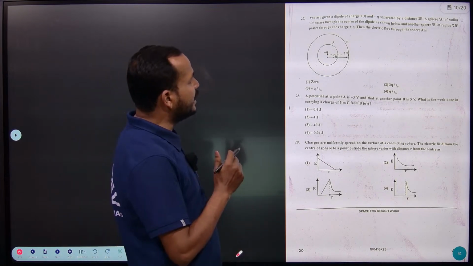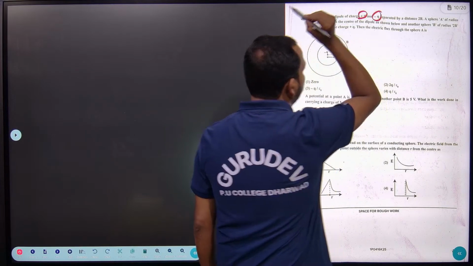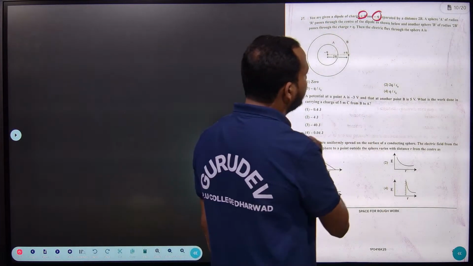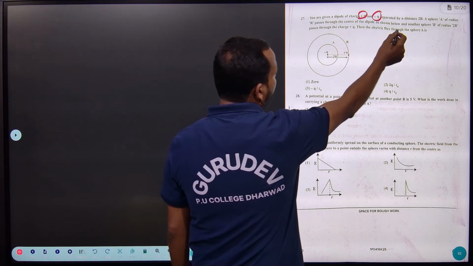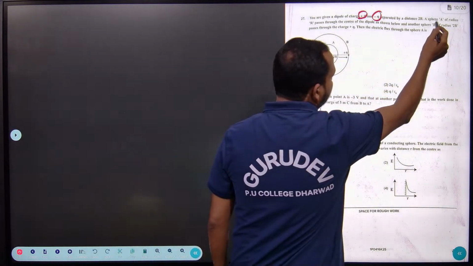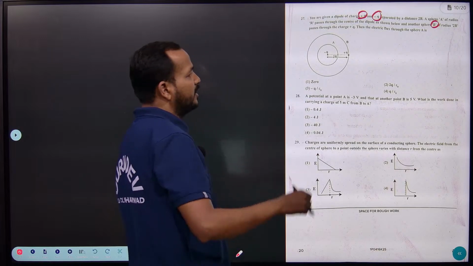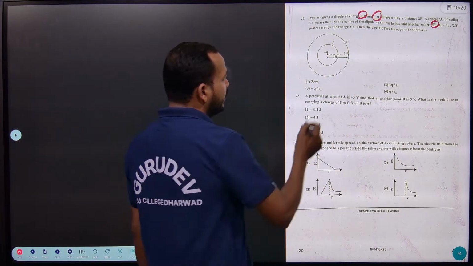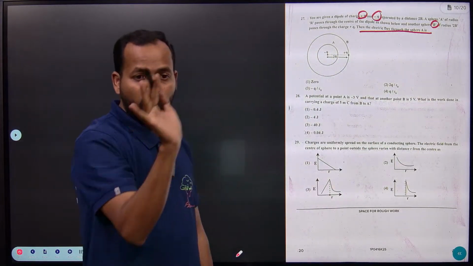So you are given a dipole of charge plus q and minus q separated by a distance of 2r. A sphere A of radius r passes through the center of the dipole as shown in the figure below, and another sphere, capital B, of radius 2r. Now you can observe here, this is the one surface and this is another surface. So here he is asking electric flux through the sphere A only, not through the whole dipole.